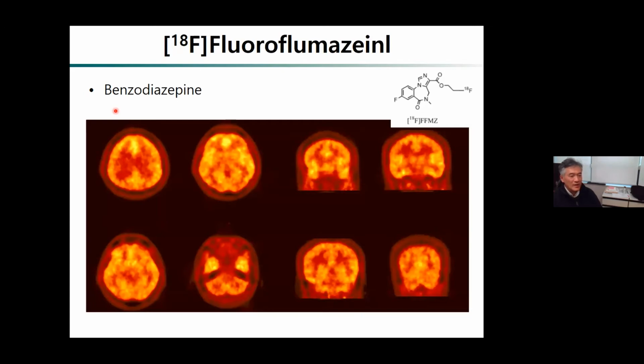And F18 flumazenil can visualize the benzodiazepine receptor in the brain. We have to find the foci of the epileptic zone in the brain. So we label F18 into flumazenil derivatives, and then you can see the normal brain uptake in the control group.